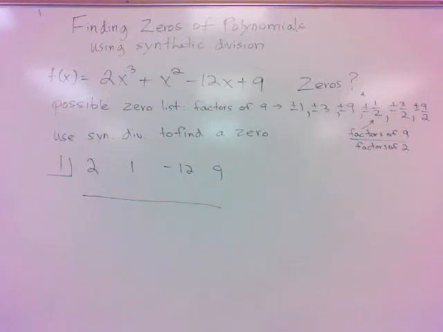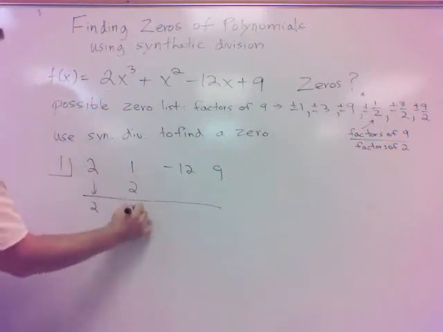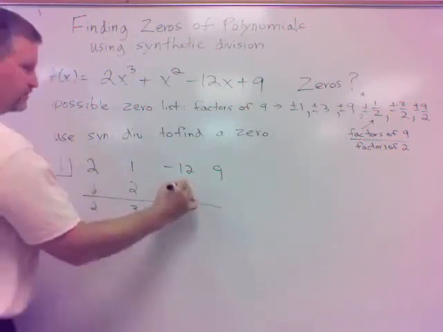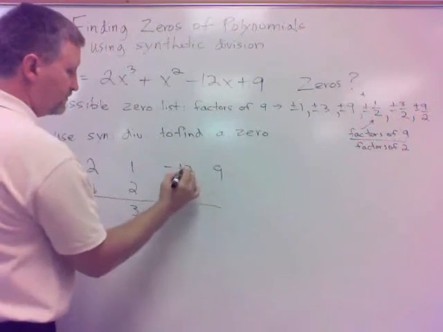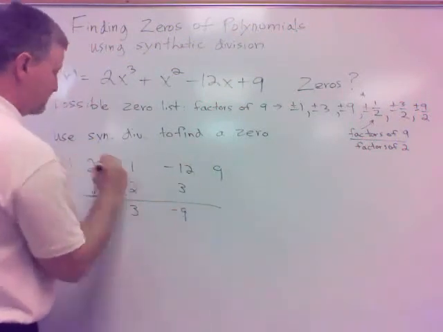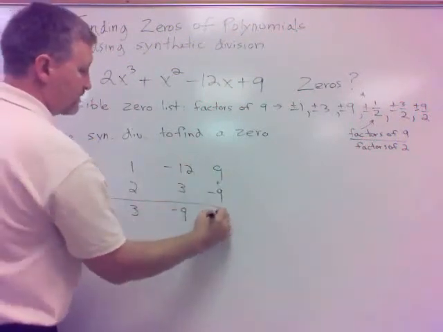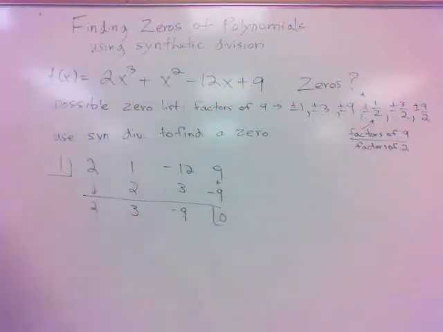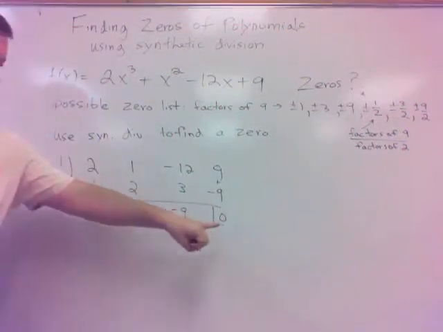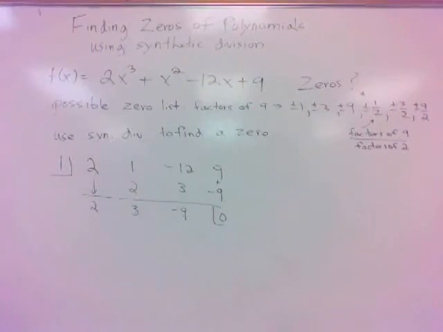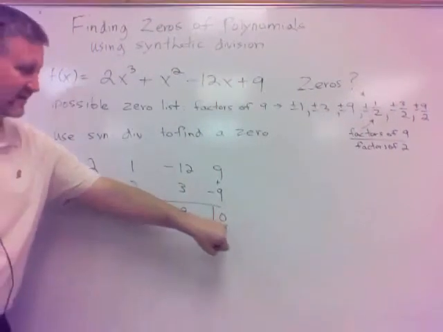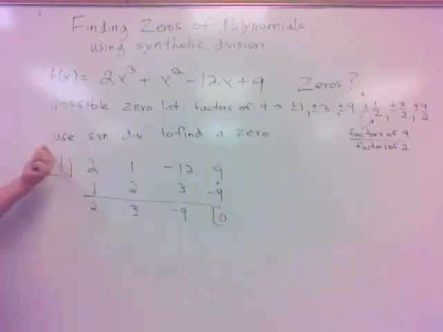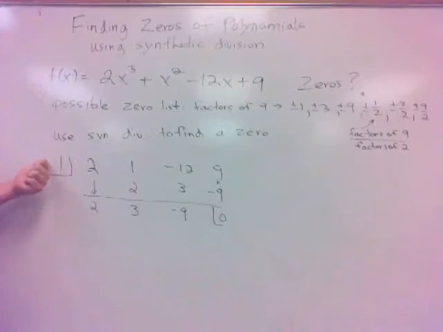All right, well, I think we're in business here, because if we do that, bring down the 2, and then 2 times 1 is 2, 1 plus 2 is 3, 3 times 1 is 3, and negative 12 plus 3 is negative 9, and negative 9 times 1 is negative 9. And so we're in pretty good shape there, aren't we? Because is 1 a 0? Yes, it is. Since I got a 0 remainder here, 1 is a 0 of the function. Okay? So there's 1 0.